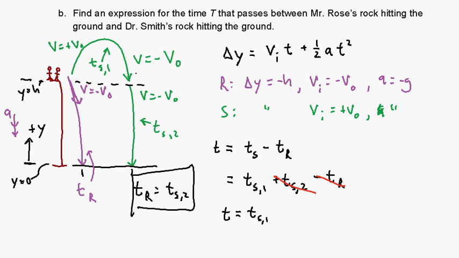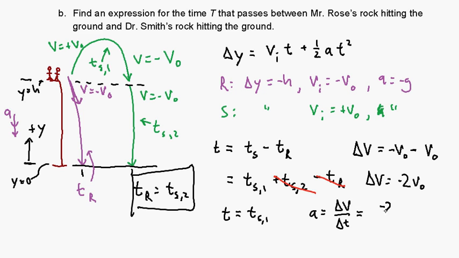Once you've gotten that, it's very easy. Probably the simplest way to do it is to find the change in velocity for Smith's rock between here and here, and that's the final velocity, negative v naught, minus the initial velocity, positive v naught. So the change in velocity is negative 2 v naught, and then we can use our old acceleration formula. If we have constant acceleration, you take delta v over delta t. In this case, delta v is negative 2 v naught, and delta t is just the t we're trying to find, this ts1.